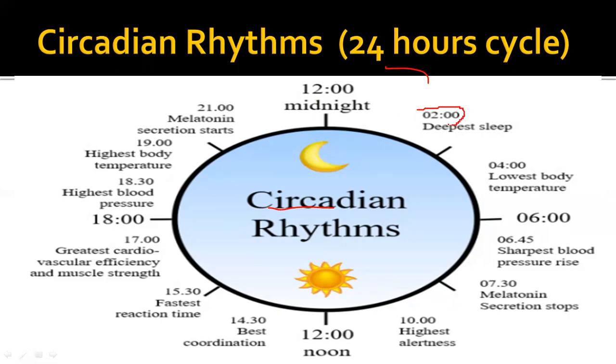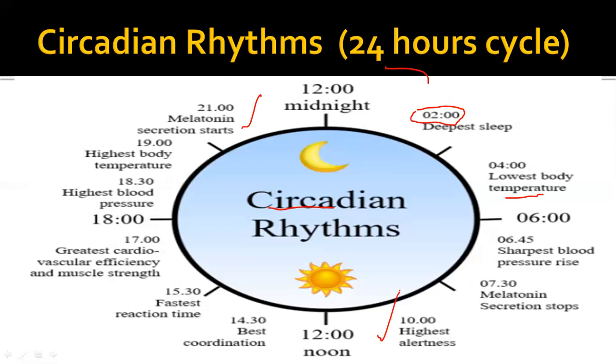So if we just move on from after 12 o'clock in the midnight, what we can see is that at 2 o'clock the person goes into the deepest sleep. That's going on a regular basis, every 24 hours. Then at 4 o'clock, lowest body temperature. At 6 o'clock, sharpest blood pressure rise when we get up. Then melatonin secretion stops. Melatonin secretion starts again later, as we know that melatonin controls our sleep pattern.